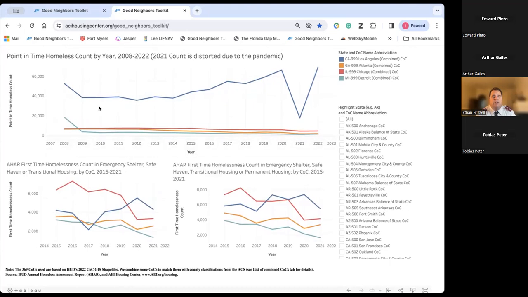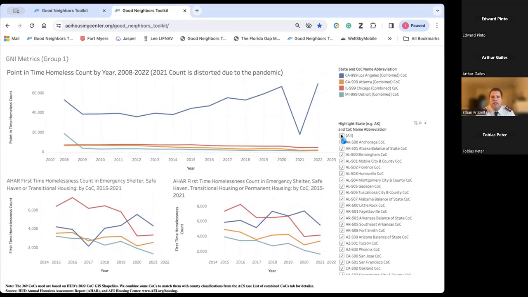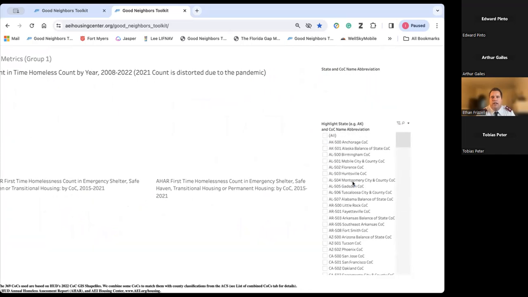So in it, you would see the point in time report. You would also see first time homeless count in emergency shelter, which first time count obviously is very important as you're trying to reduce those who are getting assistance. And then the second one includes permanent housing and COCs. Again, this data, like the other data, you can highlight all, you can take them off, and then you can choose who you want in that.